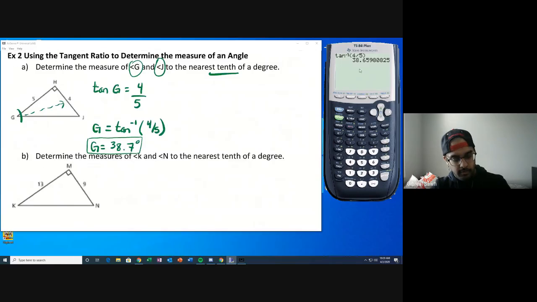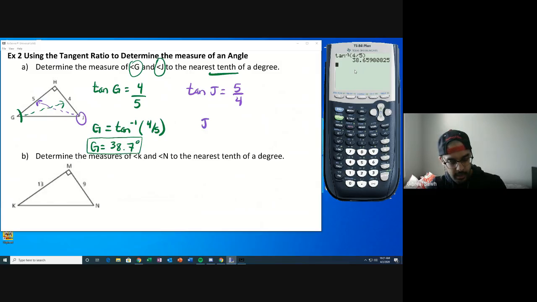Okay, we'll do the same thing for angle J. So let's pick a new color here. Let's use purple. Okay, so there's J. Opposite is going to be my 5, which means my adjacent is going to be 4. So it's just going to switch my fraction over. So tangent of J is going to be 5 over 4.